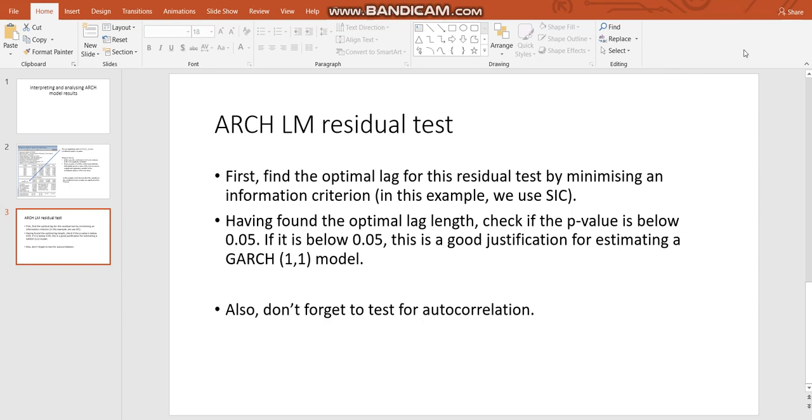Okay, well that's it for now. I'm now going to be moving on to the Garch 1-1 model.